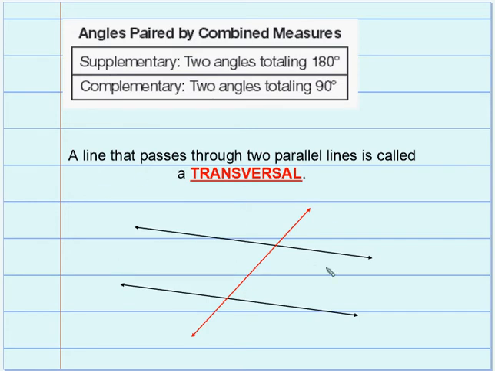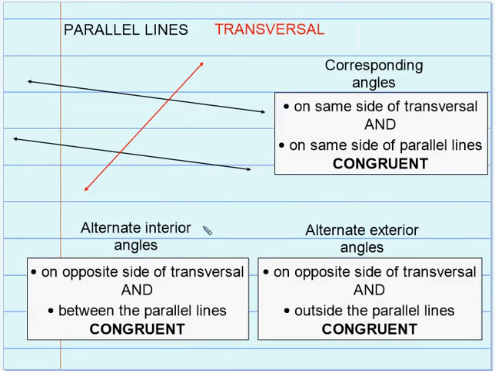Down here you have two lines that are parallel. So this is new vocabulary here. A line that passes through two parallel lines is called a transversal. Now I color-coded these. The transversal up here is red, and this line here is the transversal. These are the two parallel lines. Okay, so we have two parallel lines, and the third line that goes through both of those lines is called a transversal. We're going to use that transversal to get some more vocabulary.